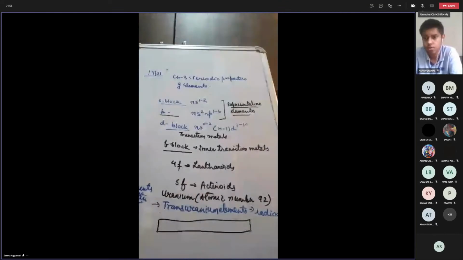Okay. So this is a one marker question. The elements after which atomic number are called transuranium elements? The elements after uranium are called transuranium elements. Okay, and these are found in very trace amounts in the earth. So these are called transuranium elements. Now, out of S block, P block, D block, and F block, again a one marker question: which of these blocks contains the non-metals?